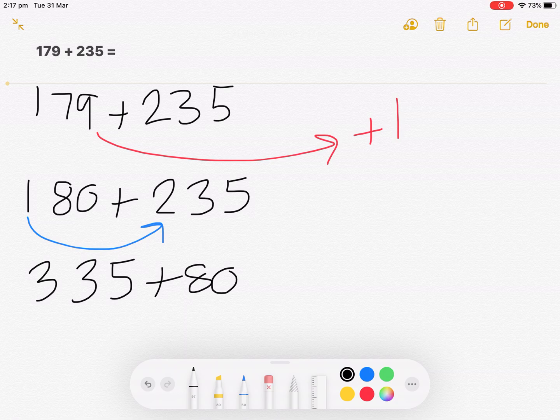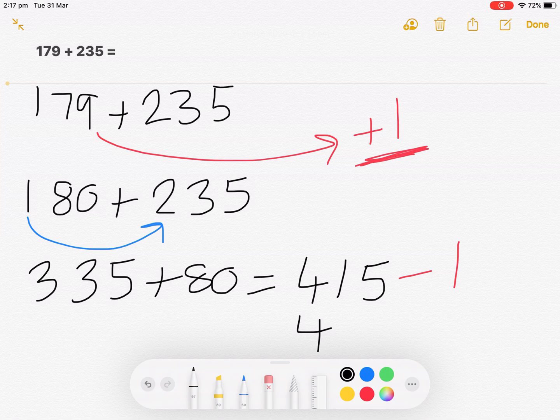I know that 80 plus 35 is 115, and then I've got my original 300 there, so I'm going to end up with 415. Now, I need to remember, I added on 1 when I first began, so now I need to take 1 away. So my actual answer is not 415, it's 414.